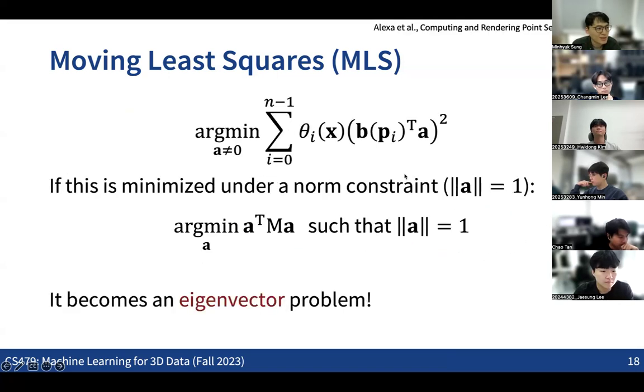So while the optimization looks kind of complicated, what we can say is that once we compute this M matrix, the vector A, which minimizes this, can be computed by finding the eigenvector of the M which corresponds to the smallest eigenvalue. So this is actually a very simple problem, in that we can easily find the coefficients of the polynomial function by solving the eigenvector problem. Clear? Any questions on this?